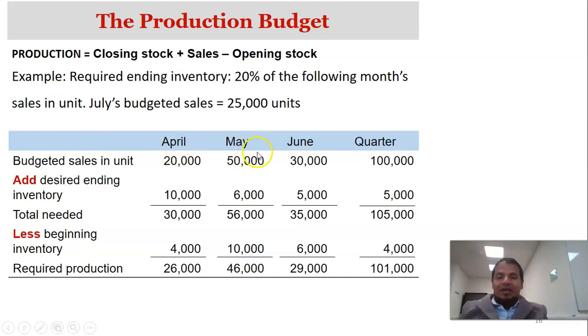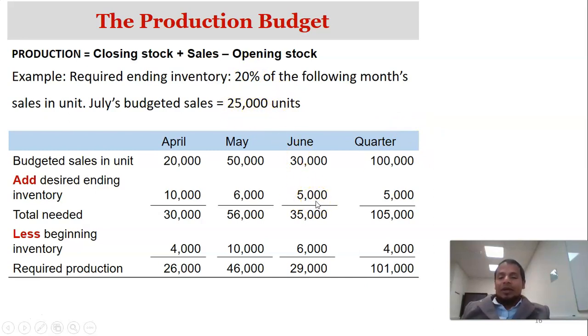And for May, the next month is June. June sales is 30,000, so 30,000 times 20% is 6,000. 6,000 is the ending inventory of May. And for July, sales is given as 25,000. For June, ending inventory depends on the month of July. So 20% of 25,000 is 5,000.